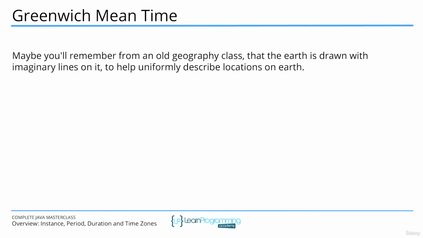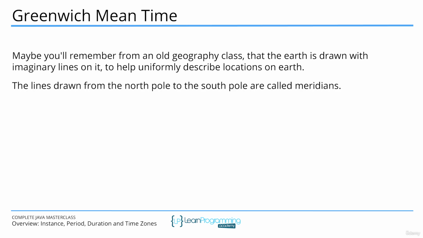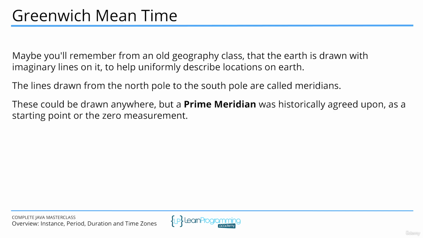Maybe you'll remember from an old geography class that the Earth is drawn with imaginary lines on it to help uniformly describe locations on Earth. The lines drawn from the North Pole to the South Pole are called meridians. These could be drawn anywhere, but a prime meridian was historically agreed upon as a starting point or the zero measurement. This is a reference point for all other measurements.